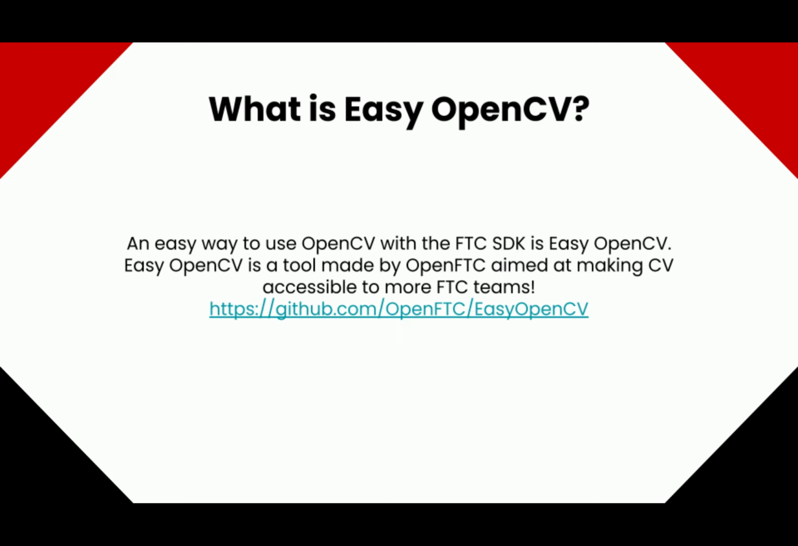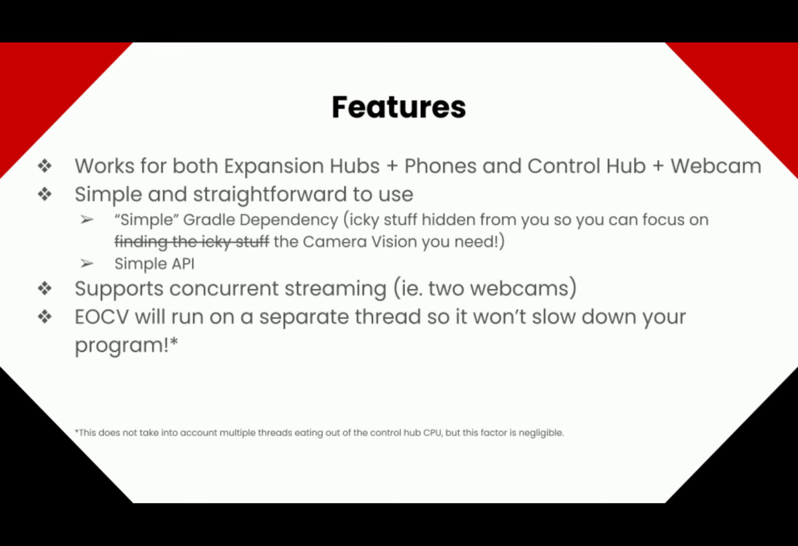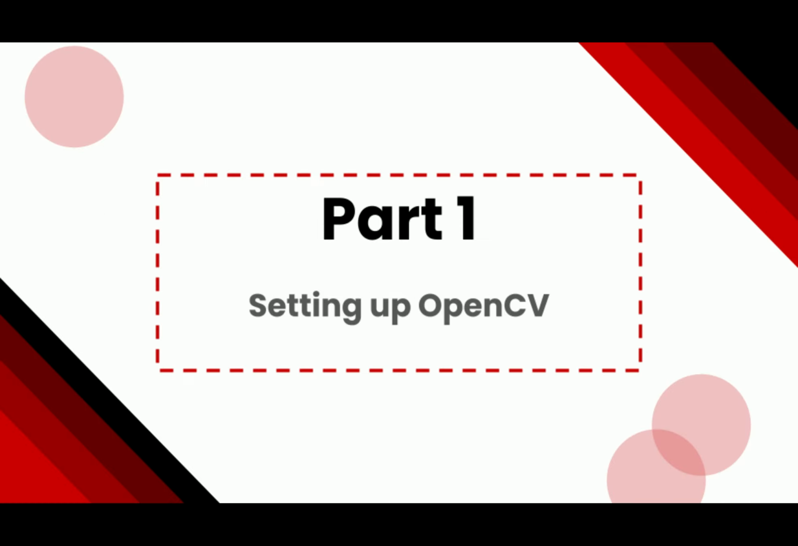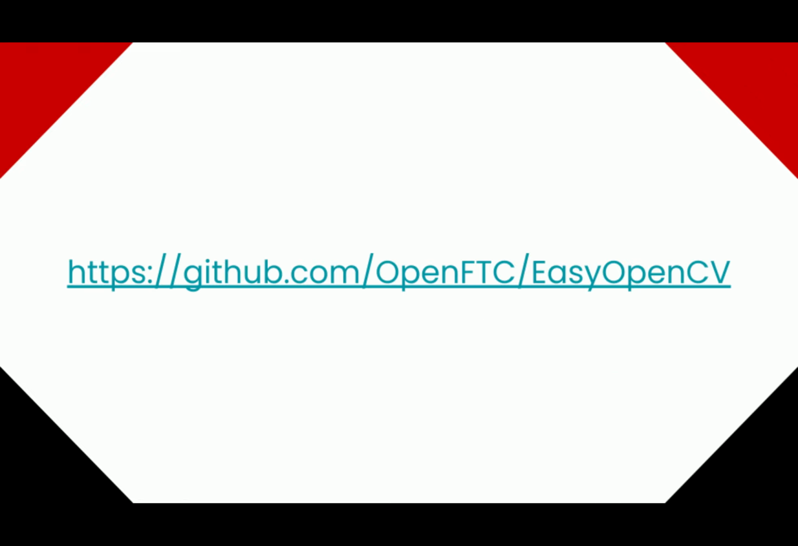EasyOpenCV is essentially a way to use OpenCV for FTC, and it has a lot of useful features. Some of these features include working on the expansion hub, control hub, phones, and webcams. It allows for concurrent streaming, and it will run on a separate thread, so it will avoid slowing down your program. But in order to use it, we need to set it up. So follow the instructions on the GitHub README and set it up. The link is in the description below.